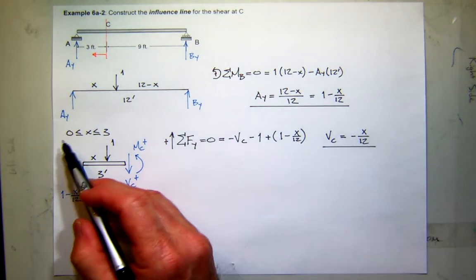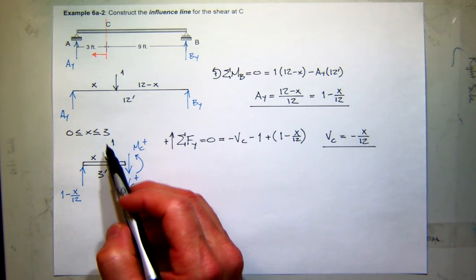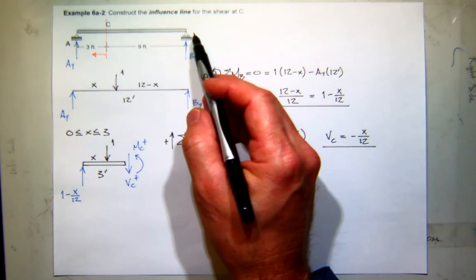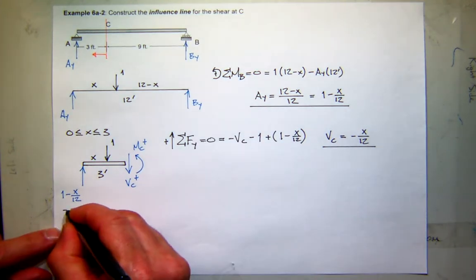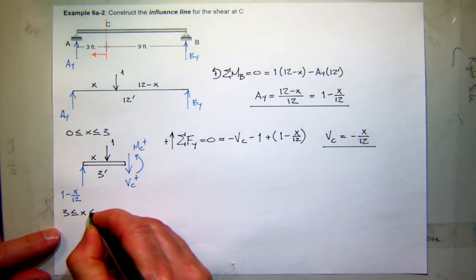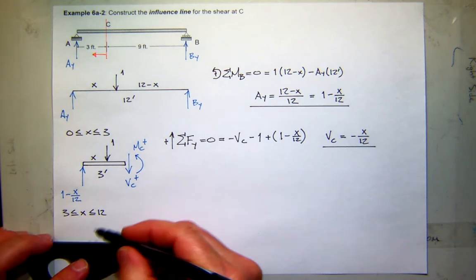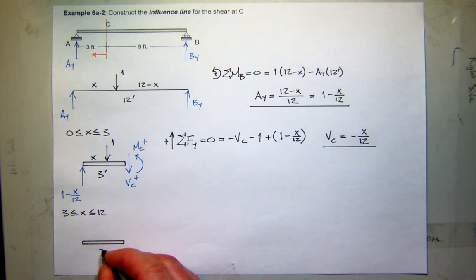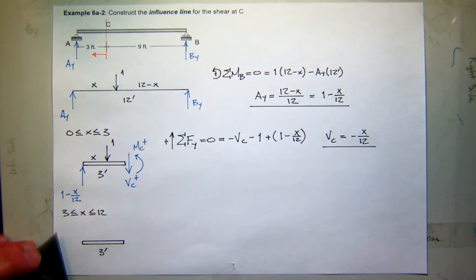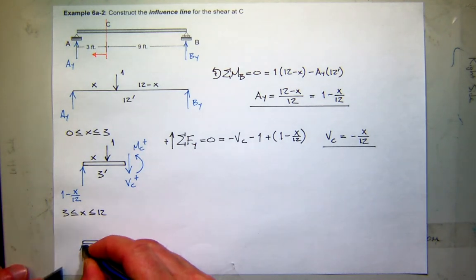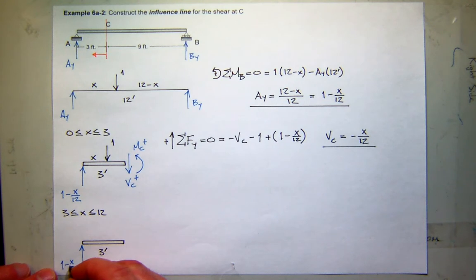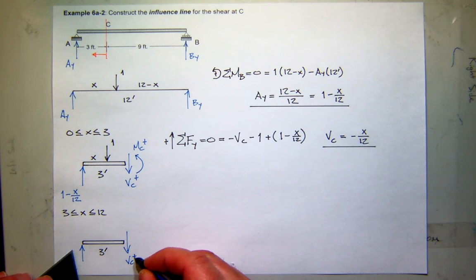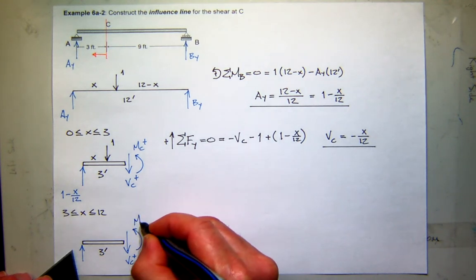This equation is only good from when the position of the load is 0 to 3. What happens when it goes from 3 to 12? Well, let's see. Between 3 and 12, I have the same free body diagram. There's my segment of the beam, 3 feet long. I still have my reaction at A, which is 1 minus x over 12. I still have my shear at C and my moment if I was looking for it.